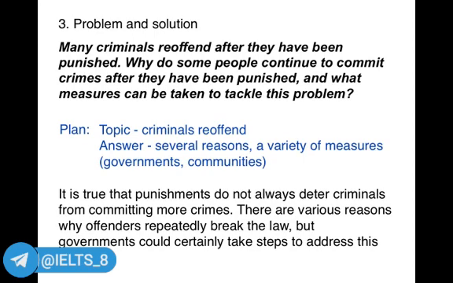You can see that there are some good examples of paraphrasing in this introduction. In the second sentence, we've got repeatedly break the law. I've used repeatedly instead of continue to, break the law instead of commit crimes. I've also used take steps to address this issue instead of measures to tackle the problem. So good paraphrasing, cover the two things that we need to cover, and that's our introduction done.